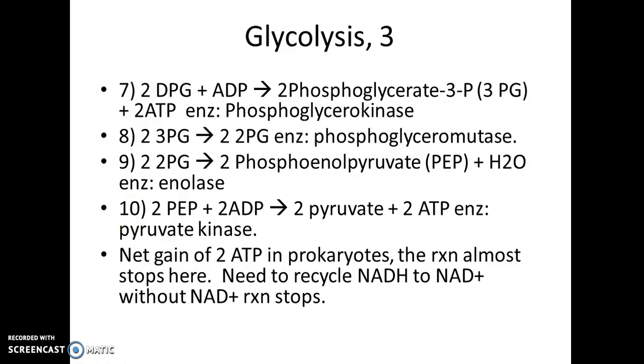Number 10 is the thing we've all been waiting for. We take 2 molecules of PEP, which is phosphoenolpyruvate. We add 2 ADP. Guess what's going to happen? The phosphate is finally going to come off of phosphoenolpyruvate. It's going to be added to ADP to form 2 molecules of pyruvate and 2 ATPs. And you know that if you move phosphate, it has to be a kinase, and the enzyme is pyruvate kinase.